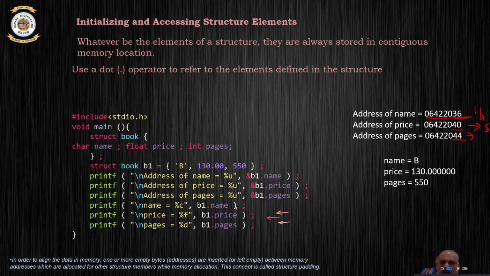Okay, and what you get out of this is this. So the name of the book is B, the price is 130 and the number of pages is 550. So this is what I get in my machine. You might get different values on yours depending on the operating system or the compiler that you are using to run this code.